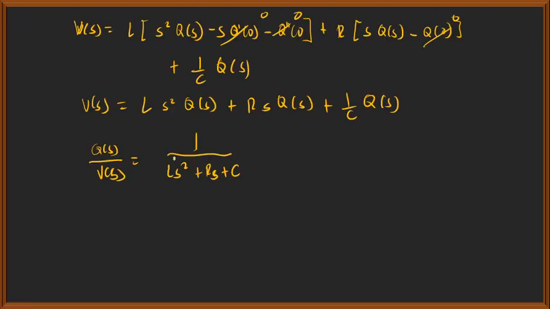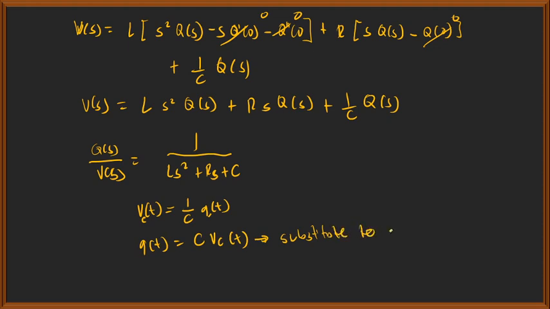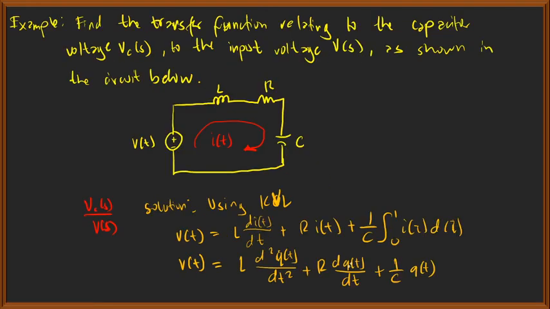So we know that the capacitor voltage is equal to, going back to our table, 1 over C multiplied by the charge. So if we solve for the charge, Q of t will be equal to C times the capacitor voltage. So we will just substitute this into the differential equation, to this differential equation.